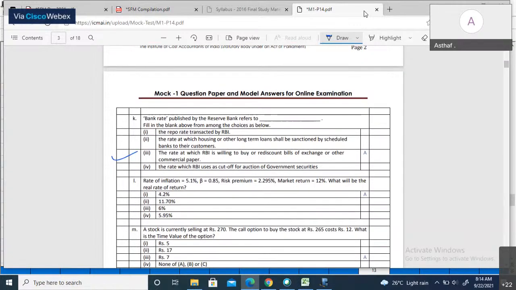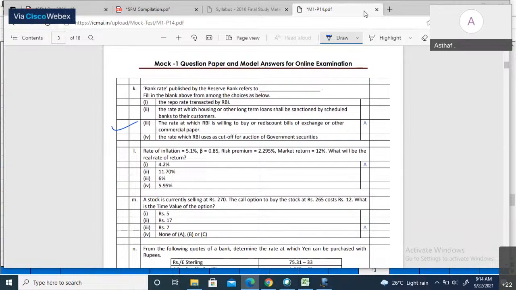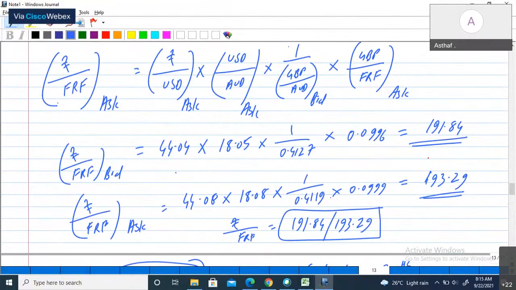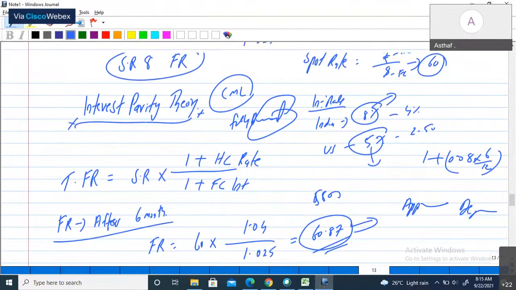This theory and all you can understand from the concept. See, we have discussed today inflation, purchasing power, real rate and all. Your inflation is given, beta, risk, and market return. What will be the real rate of return? See, we have discussed the formula. What is the real rate formula? This is your real rate formula.